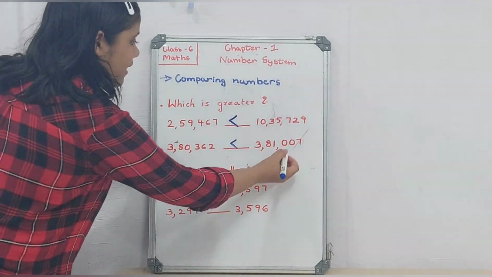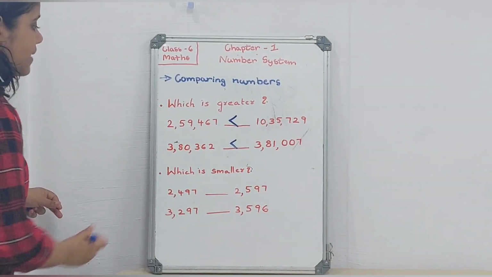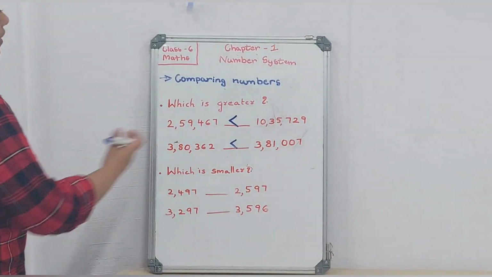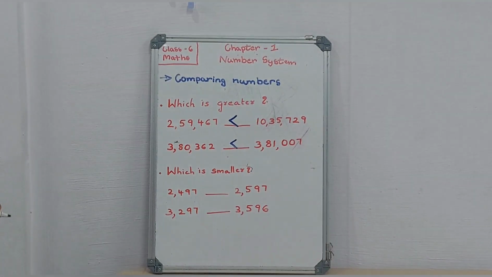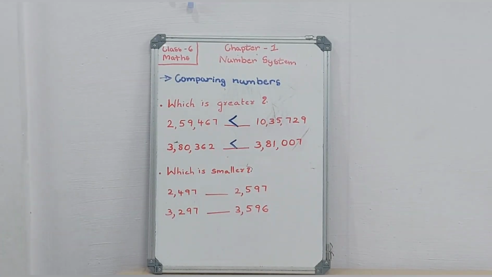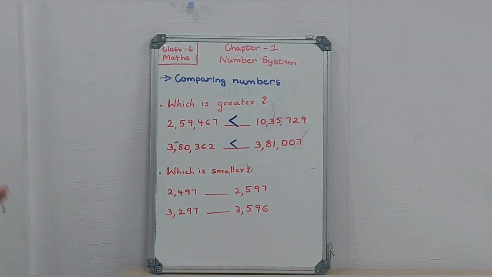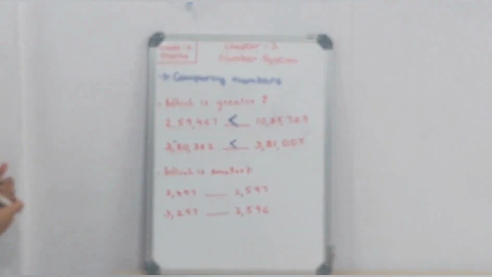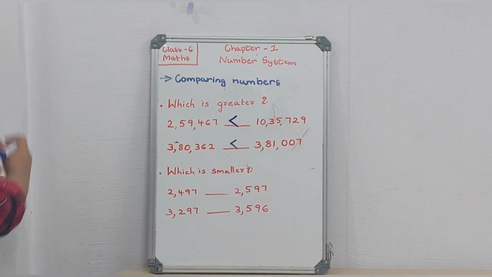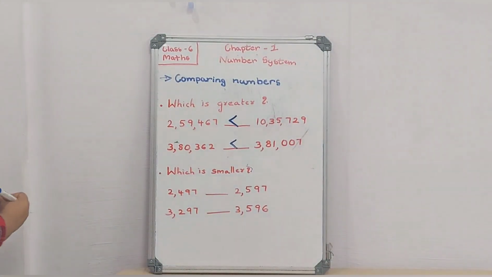So 381007 is greater than 380362. If they are given writing statements, then you have to write it like that. Okay. So next is which is smaller. Even though they reverse the question, like which is greater or which is smaller, greater you are going to give this sign. That means the next number is smaller. Okay. Now let us see this question.